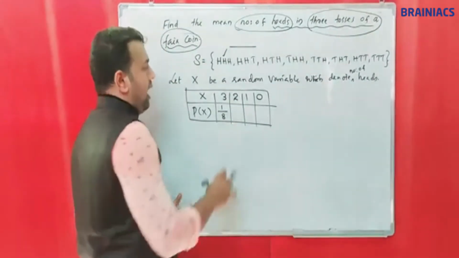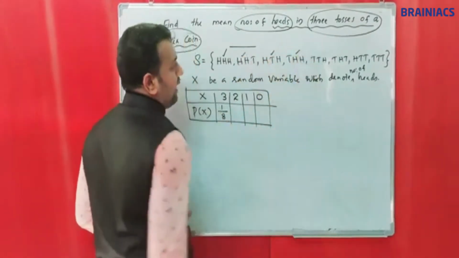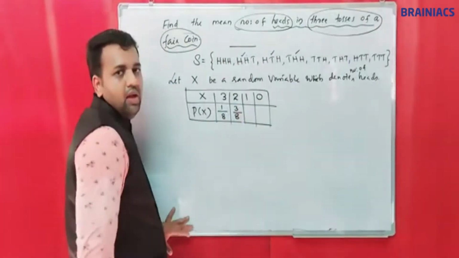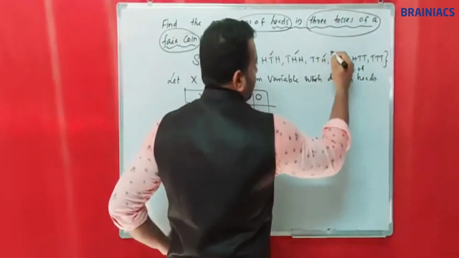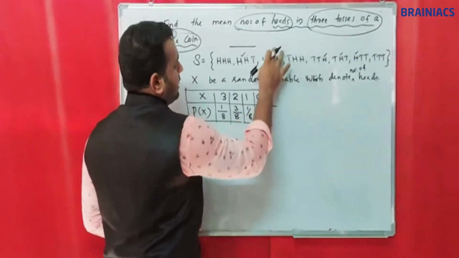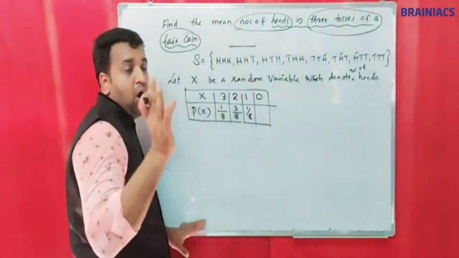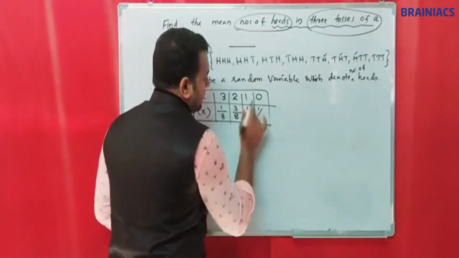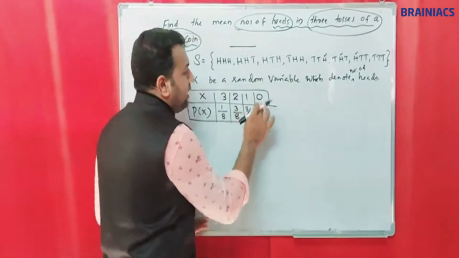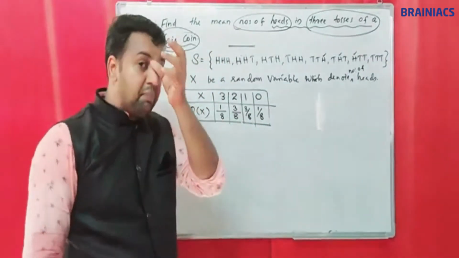The probability of X equal to 2 means 2 heads. In 3 cases we can see 2 heads, so the probability is 3 by 8. P of X equal to 1: in 3 cases we can see 1 head, so the probability is 3 by 8, not 1 by 8. And P of X equal to 0: there is one case with no head, so the probability is 1 by 8.